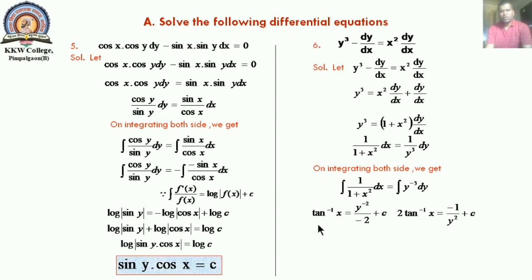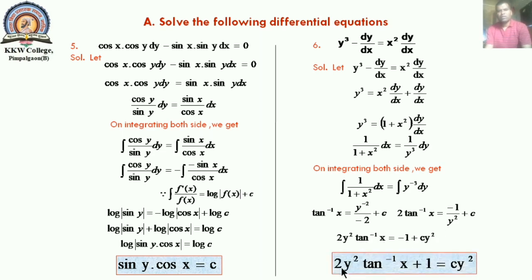So we have tan inverse x is equal to minus 1 upon 2, y raised to minus 2 in the denominator, y raised to 2, plus constant. On simplifying, you will get the answer 2y square tan inverse x plus 1 is equal to c y square, which is your general solution of the differential equation.